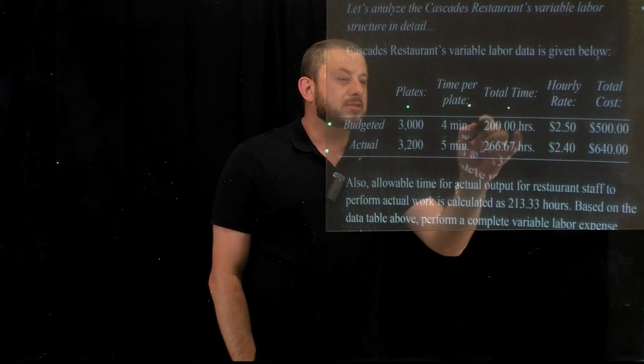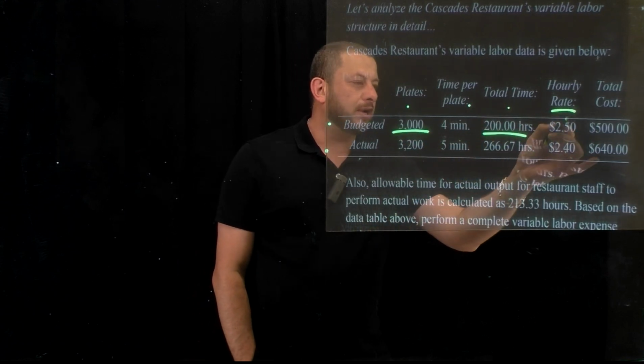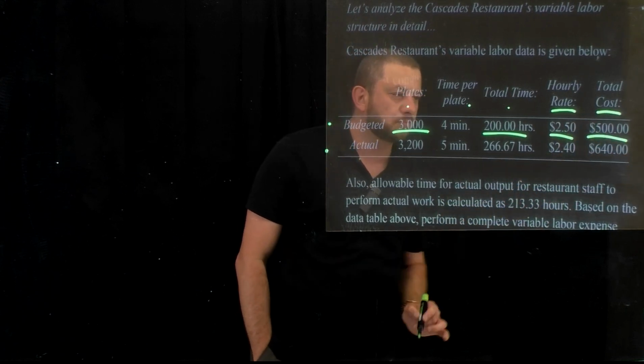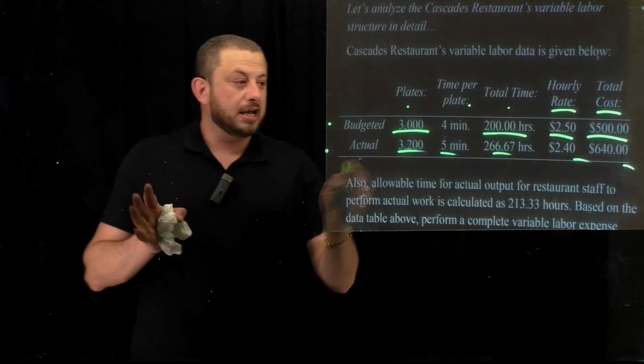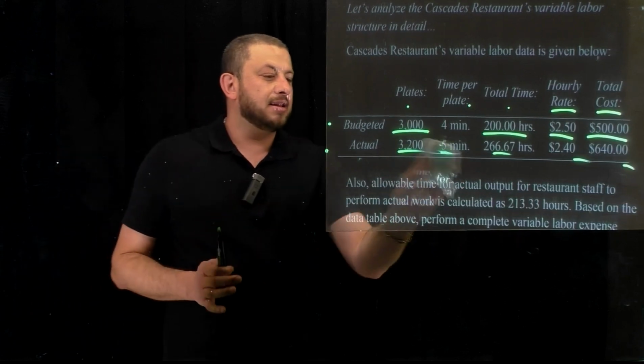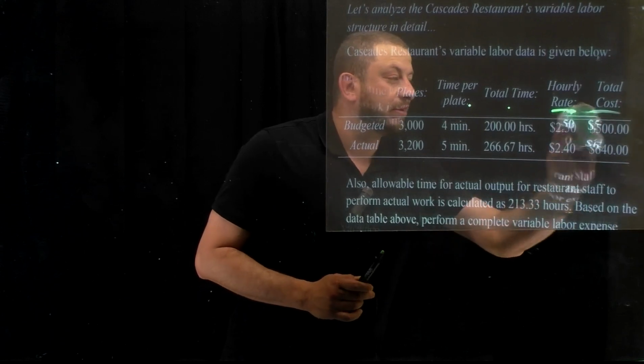Total time allowed to serve 3,000 plates is 200 hours. Hourly rate we pay $250, and the total cost should be $500. But the actual tells us different. So what we're going to do, we have the actual difference, and then we have to calculate the variances.